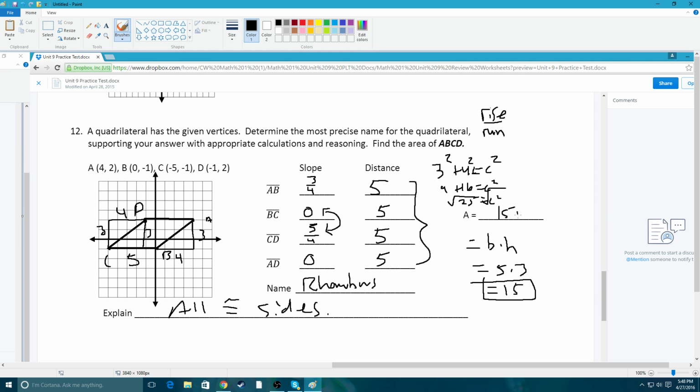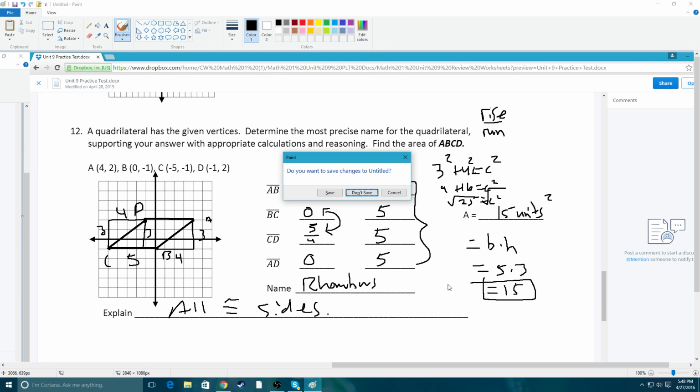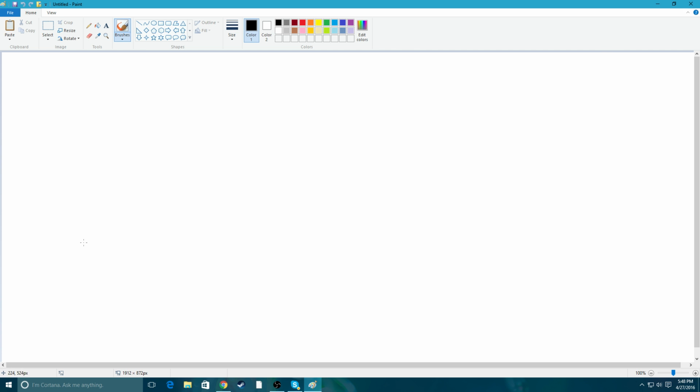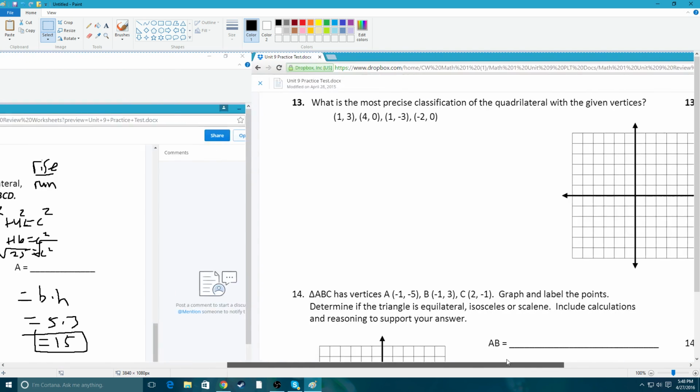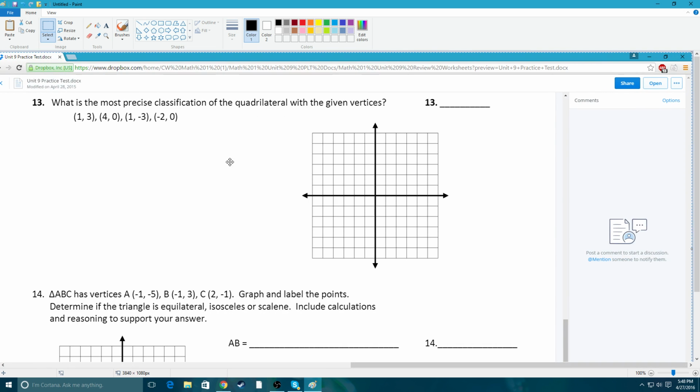So the area is 15 units squared. Number 13: A is at 1 comma 3, that's up here. B is 4 comma 0. So there's B. C is at 1, negative 3. And D is at negative 2, 0.